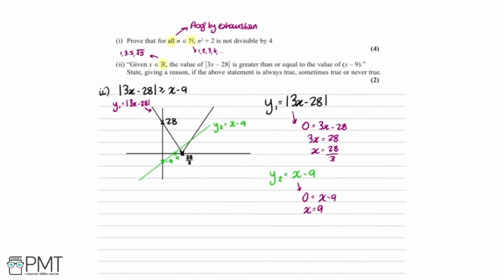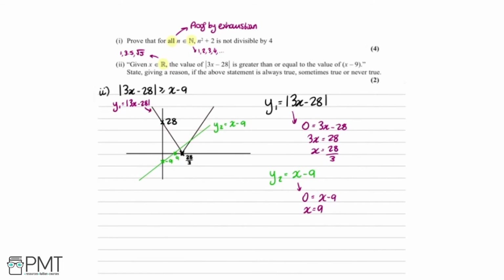So now we've done all this sketching, we're going to look back at the statement again. The modulus of 3x minus 28 is greater than or equal to x minus 9, and we need to say whether that's always true, sometimes true, or never true. Looking at the graph, we can clearly work this out. Between this point here and this point here, the value of x minus 9 is greater than the modulus of 3x minus 28. However, outside of these points, so all the areas over here, the modulus of 3x minus 28 is greater than x minus 9, as you can see here.